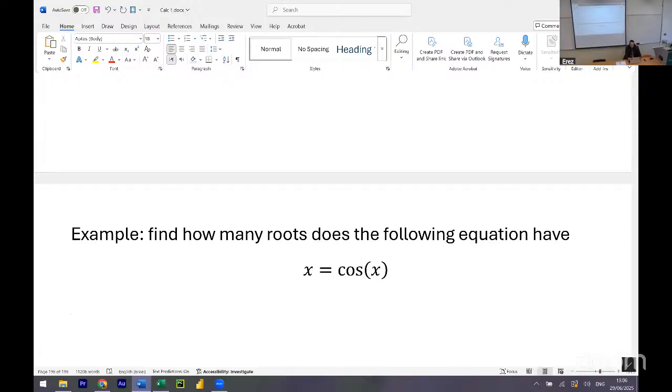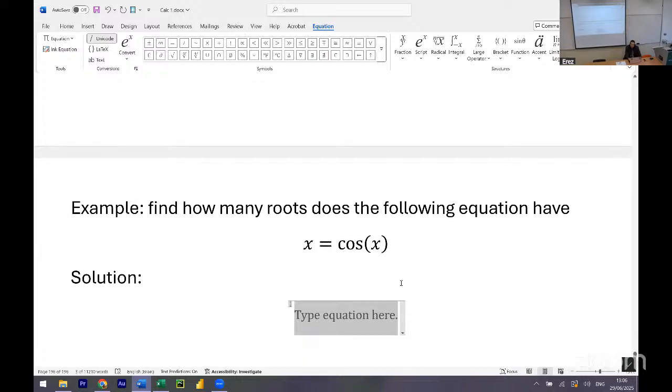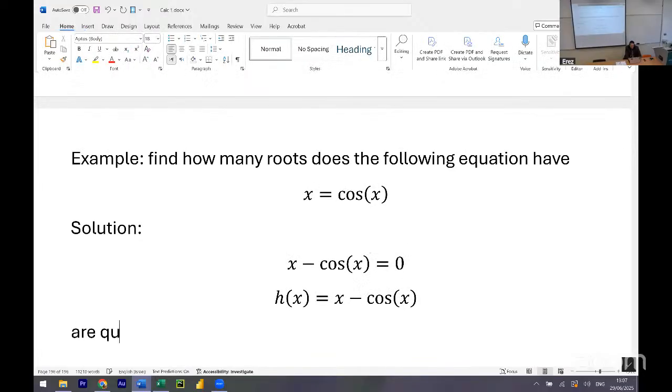And so I wish to show you how we can answer that question ourselves and not using guesswork. So, solution. Do you remember one of the mantras, the slogans, which I told you is very important? Perfect. Put everything to the left. x minus cosine of x equals 0, and build the function h of x equals x minus cosine of x.